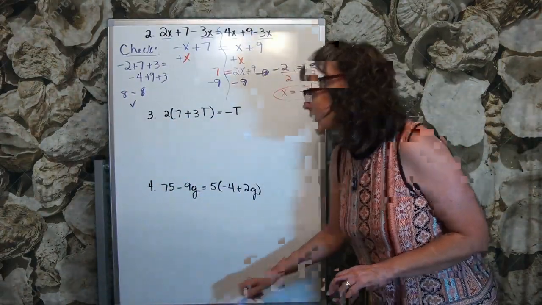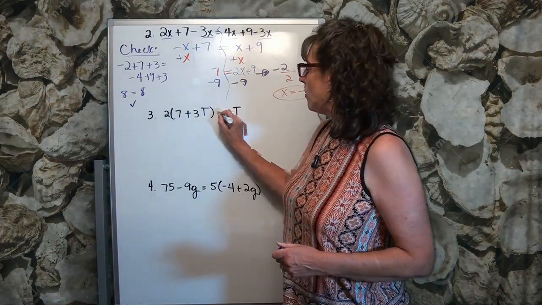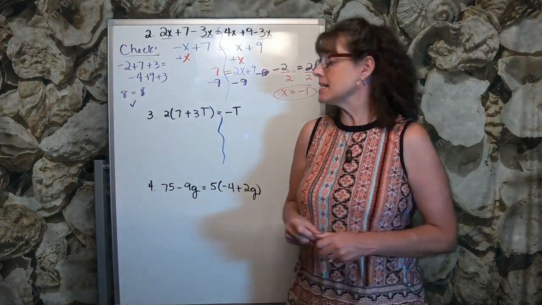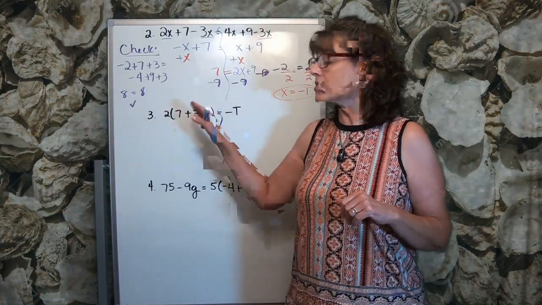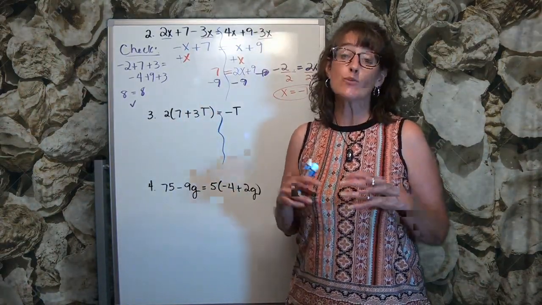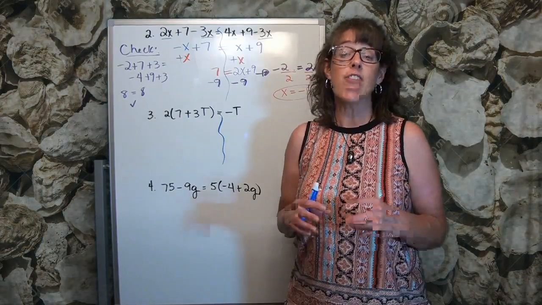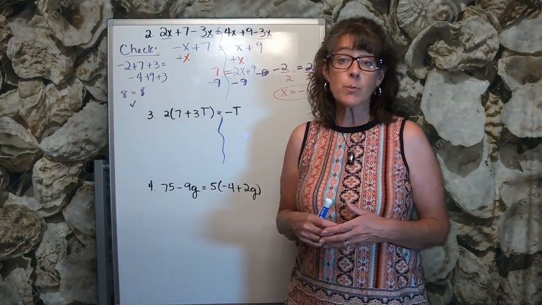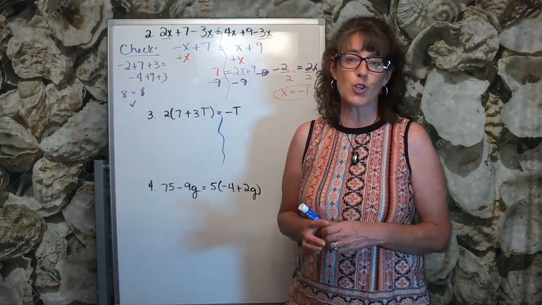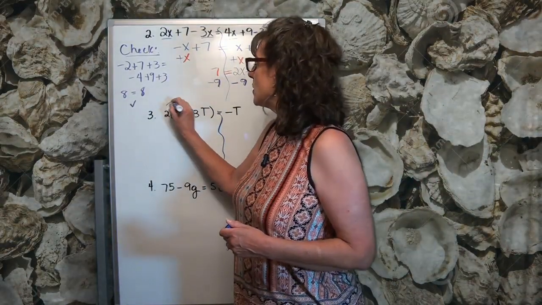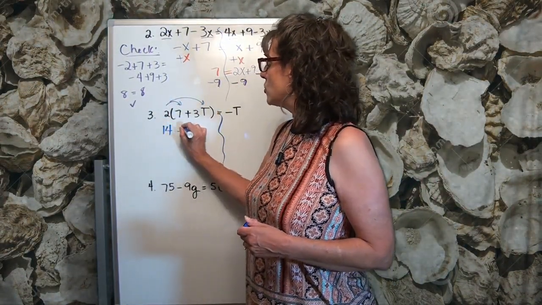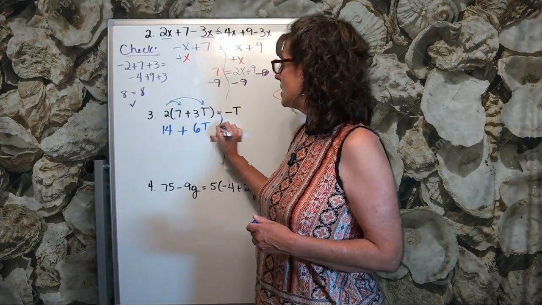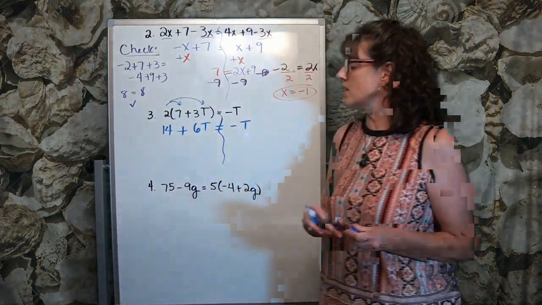All right, let's take a look at another one. Here's my wall. And remember, the idea is I need to simplify this side of the wall. Whoa, I've got this big parentheses in here. So I need to get rid of the parentheses because that is definitely not simplified. How do you get rid of a parentheses? Yes, you distribute through. So I'm going to take that 2 and I'm going to distribute it through. 2 times 7 is 14. 2 times 3t is a 6t. And on this side I have a negative t.